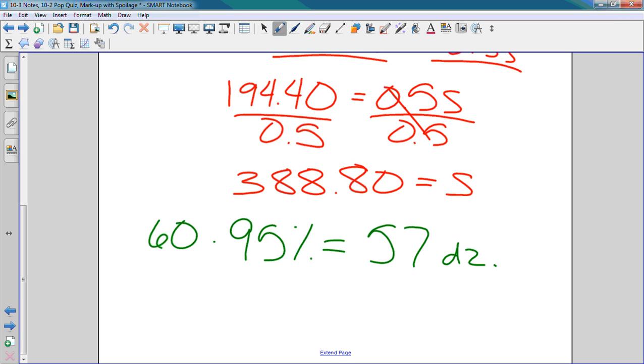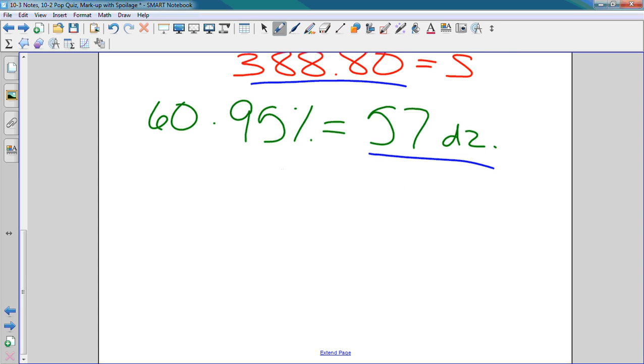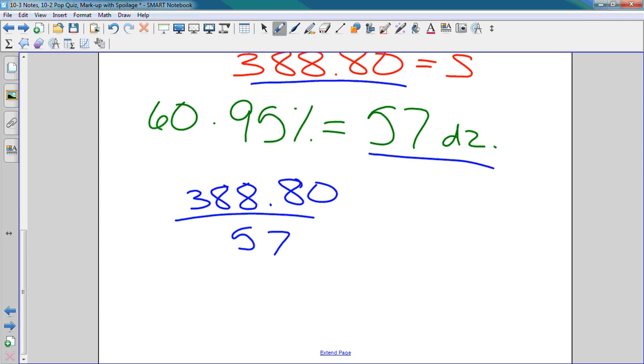How do I find the price per dozen? 388.80 divided by 57. There you go. You're going to take 388.80 and divide it by that 57 dozen, and that gives you the price per dozen. What does that give you? $6.82 per dozen.